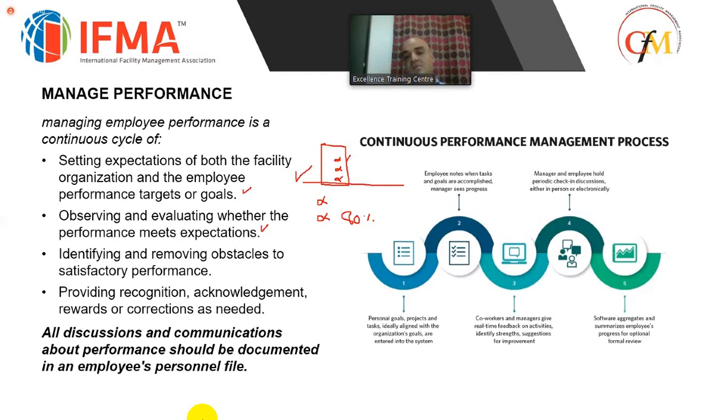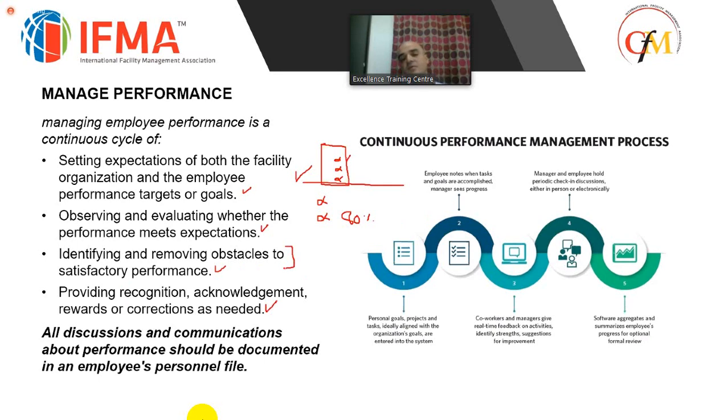We said SMART goals: specific, measurable, achievable, relevant, and time-based. So in a year, you're supposed to do 1, 2, 3 things. So we establish the baseline, and then we observe and evaluate whether the performance meets expectations. Then our job as a manager is to identify and remove obstacles to satisfactory performance, and to provide recognition, acknowledgement, rewards, or corrections as needed.